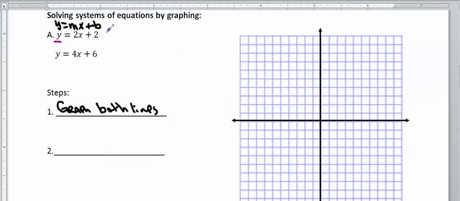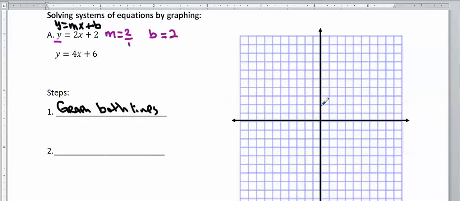Alright, so my slope for this purple line, my m value, is 2. And I'm going to turn that into a fraction because I like fractional slopes, rise over run. Okay, and my y-intercept is also 2. So we always start, alphabetical order, with our y-intercept b. That's going to start at the origin, and it's going up or down, right?